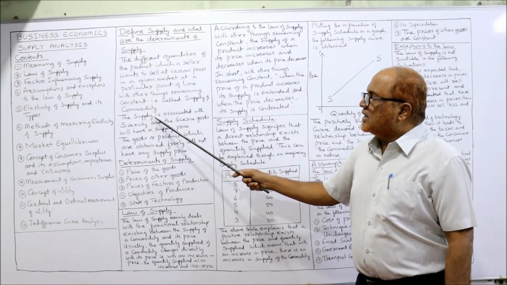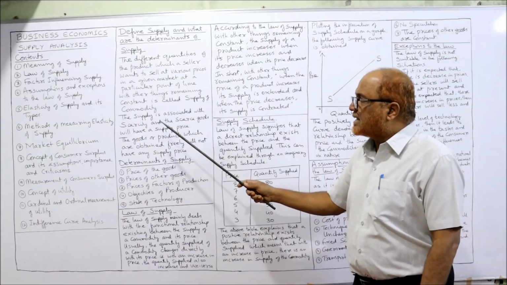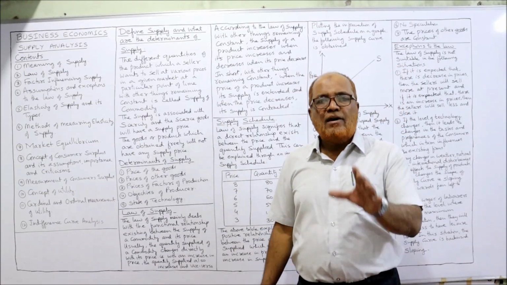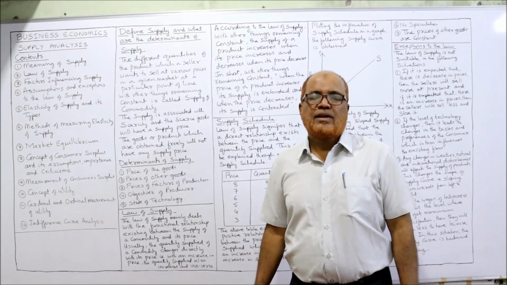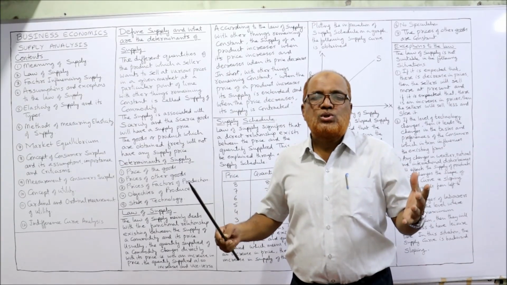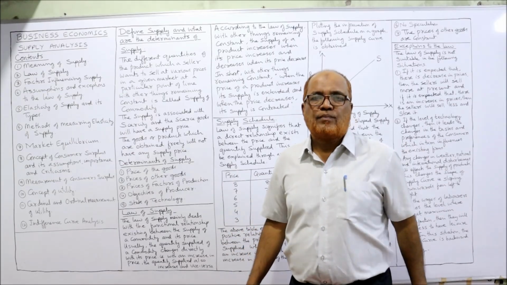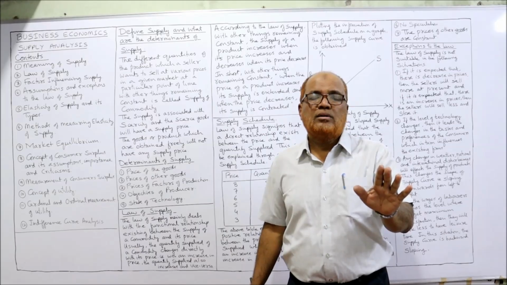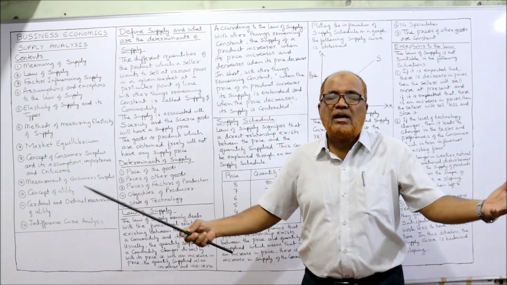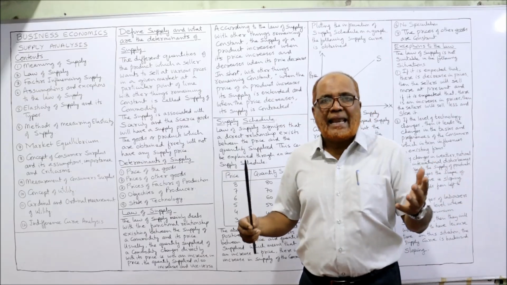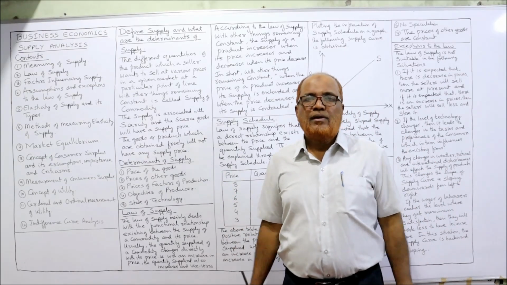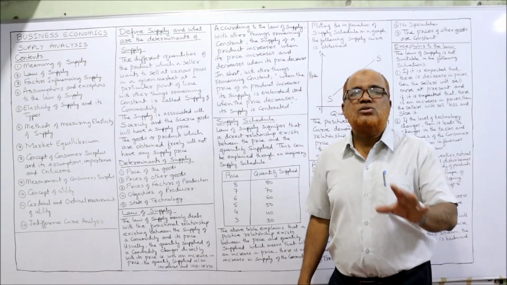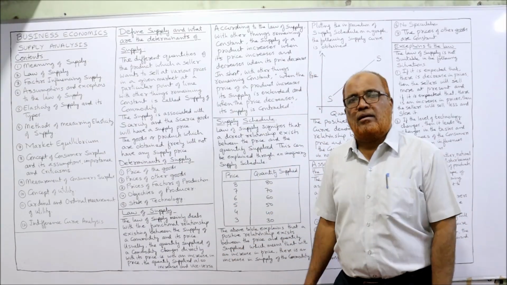And supply is associated with scarcity, and the scarce goods will have a supply price. Everything will not have a price. There are some scarce goods and some free goods. For free goods, there is no price at all. There is no supply price for freely available goods. Example, natural goods like air. We are not paying anything for the air. Air is a free good, so there is no supply price for air.